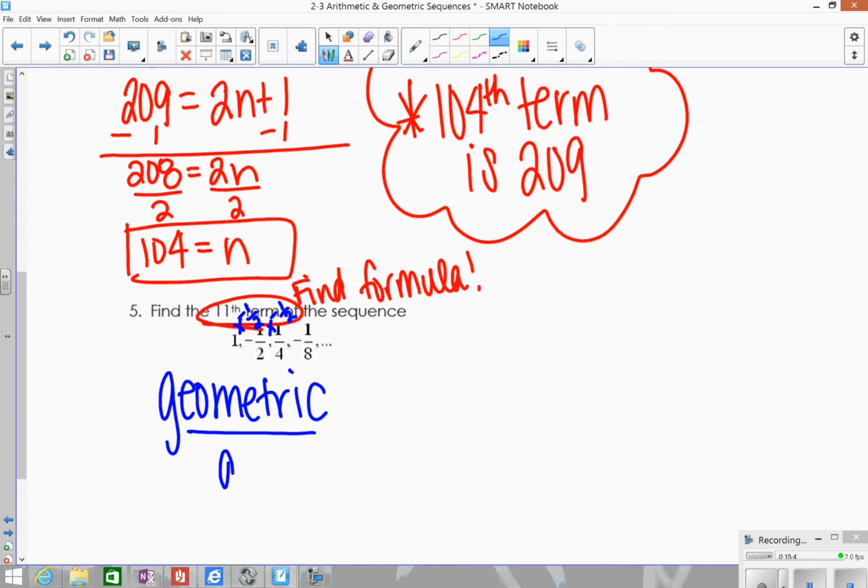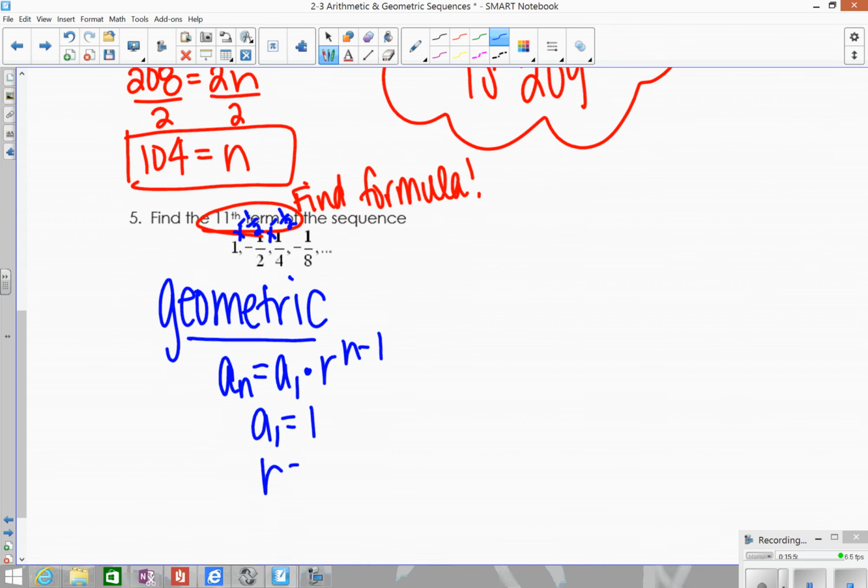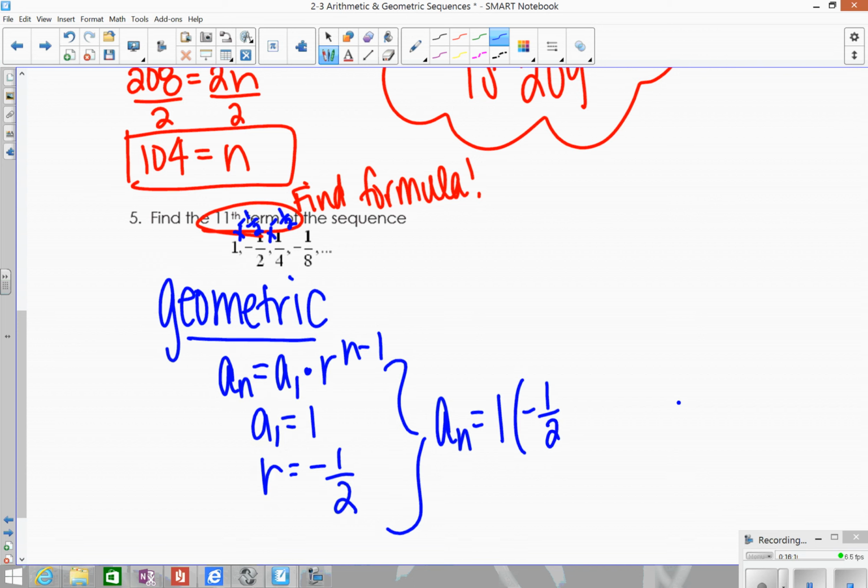So we have a sub n equals a1 times r to the n minus 1. And our first term is going to be 1. And our common ratio is going to be -1/2. That's the number that you're multiplying by. So when we combine these, we have a sub n equals 1 times (-1/2) raised to the n minus 1. And you don't really need this 1 in front because 1 times anything will just be whatever that number was. So you could just rewrite this if you wanted: a sub n equals (-1/2) to the n minus 1.